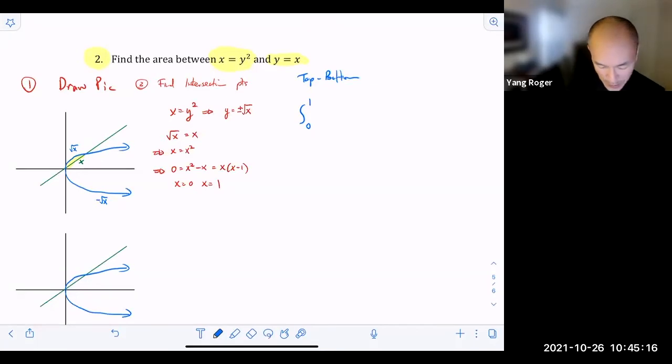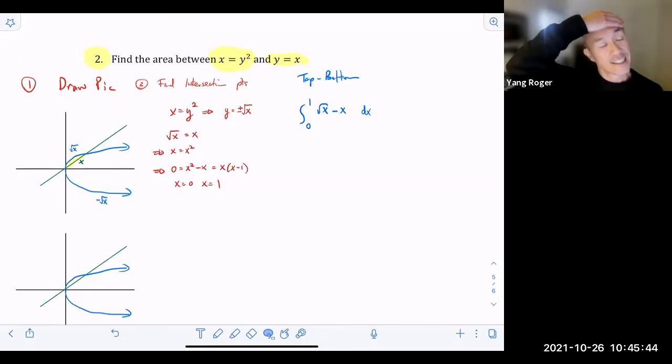And when I'm thinking of it as a top-bottom, that means that my integral is going to be in terms of x. My top function is going to be rad x, and my bottom function is going to be x. So when I set up my integral, it looks like this. Does anybody have any questions about what I've written so far? You can definitely ask. No questions? All right, cool.